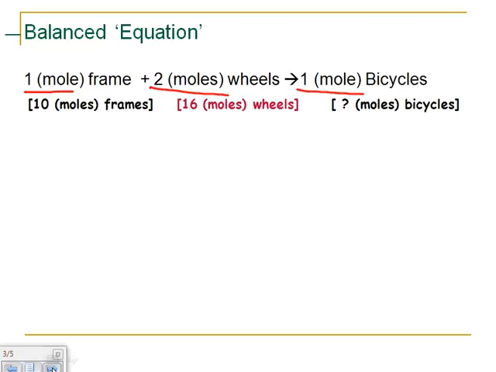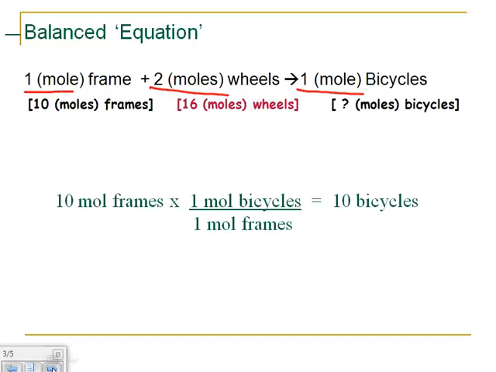So let's say, for example, you had 10 moles of frames and 16 wheels. How many bicycles can you make? This is a limiting reactant problem. You're going to have to figure out how many bicycles you can make from each of your reactants. So let's start with frames. If you started with 10 moles of frames, do your dimensional analysis. Parentheses, line, moles of frames in the denominator. You want to figure out how many moles of bicycles you can make, so you put that in the numerator. You know that for every 1 frame, you make 1 bicycle, and that's where these numbers come in, 1 and 1. So we can make 10 bicycles with those 10 frames.